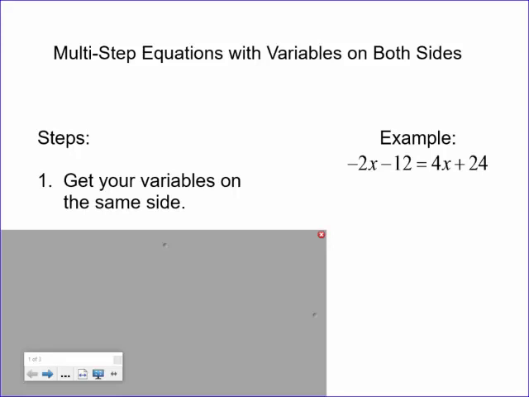Okay, so look up here again at this example. Which one of those variables has the smaller coefficient? Negative 2x, right? Okay, so if I were to move the 4x instead, what would I end up with over here? A negative 6x. So by moving the bigger one, I've created not necessarily more work, but maybe a little bit more difficult problem because now we're having to think about a negative number. Does that make sense? If we move the negative 2x to the other side, what am I going to have? A positive 6x. And so now it's a little bit easier to work with.